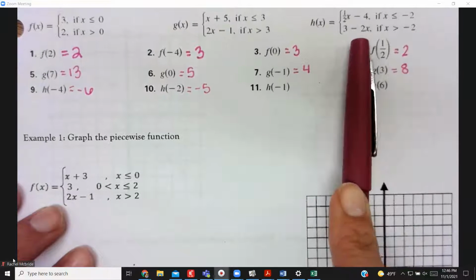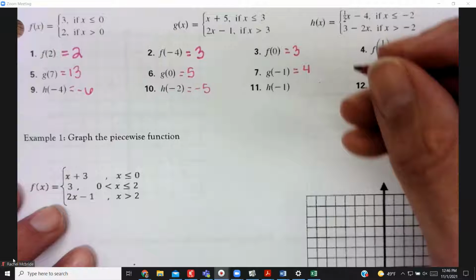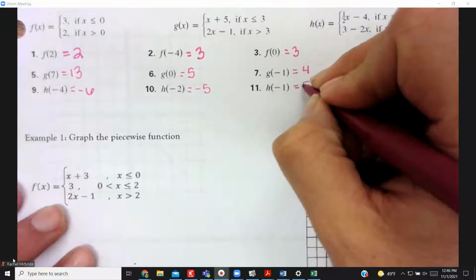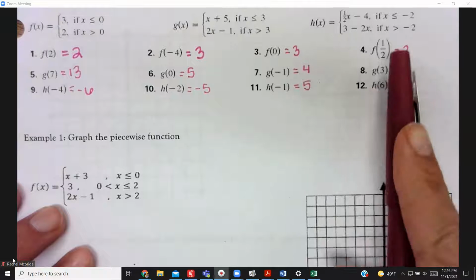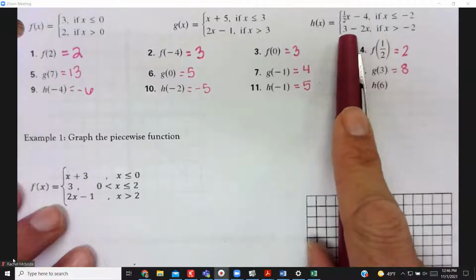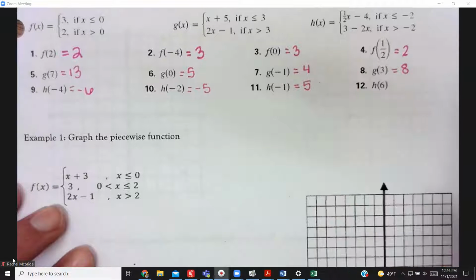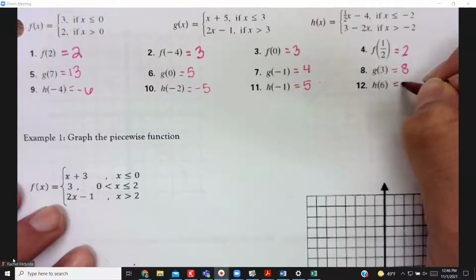Negative 1 is greater than negative 2, so it plugs in here. 3 plus 2 is 5. And 6 is greater than negative 2. 3 minus 12 is negative 9.